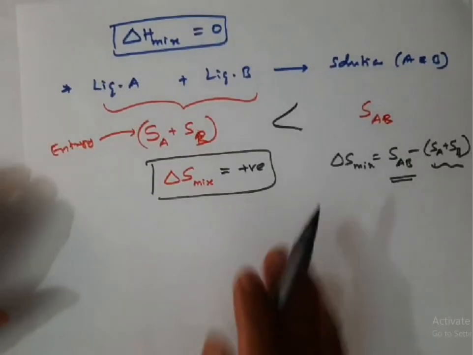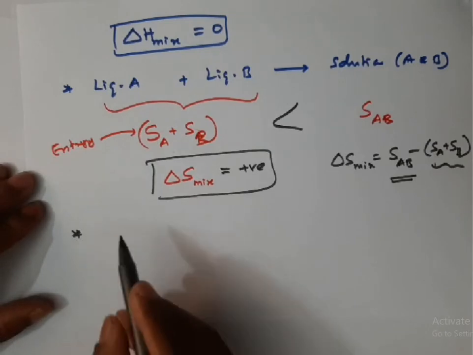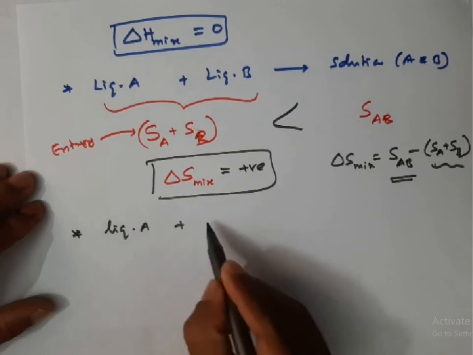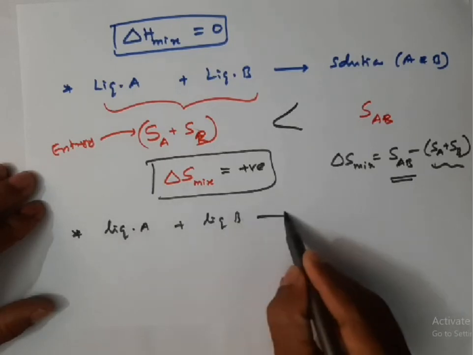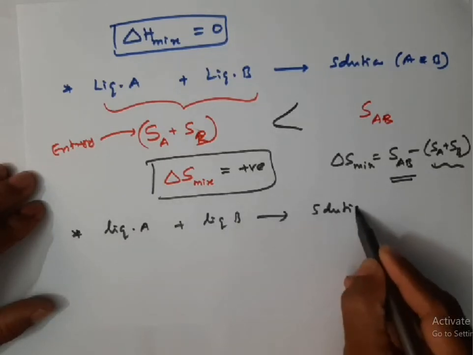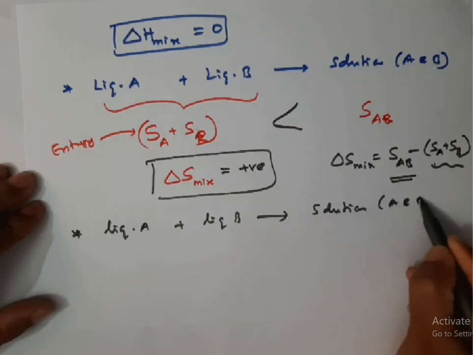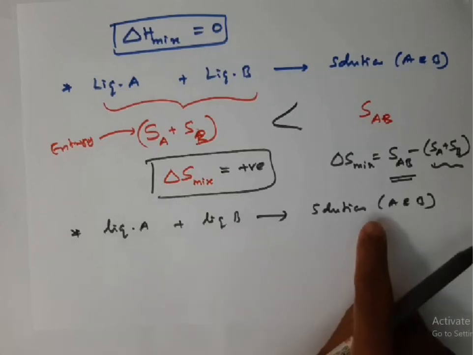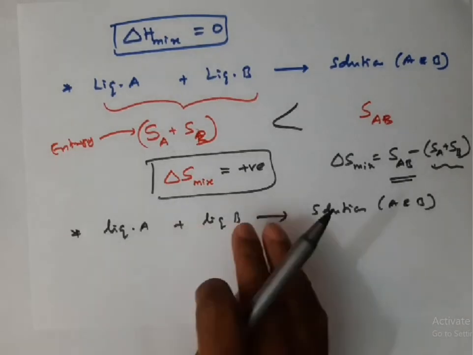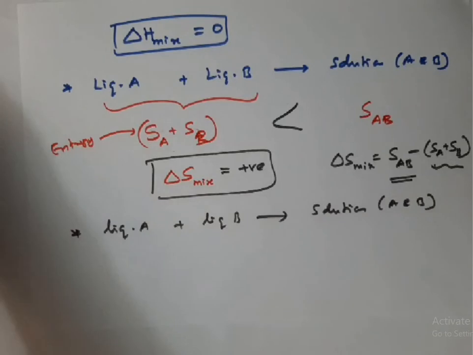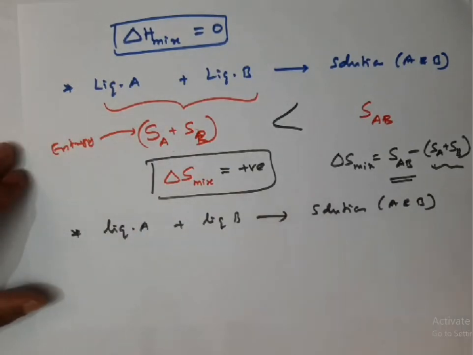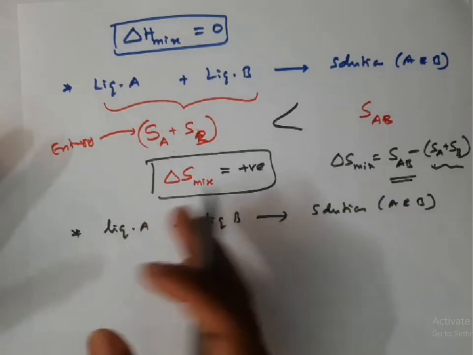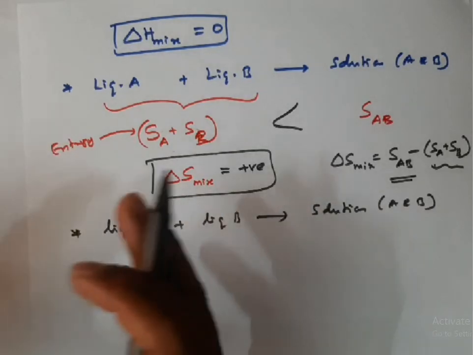Okay, then next important point. When you mix liquid A and liquid B while forming a solution, students, observe this carefully. I am mixing A and B, I am forming a solution. If A and B mix and form a solution spontaneously, we are not doing anything. We are just mixing the two components, mixed together to form a homogeneous solution.